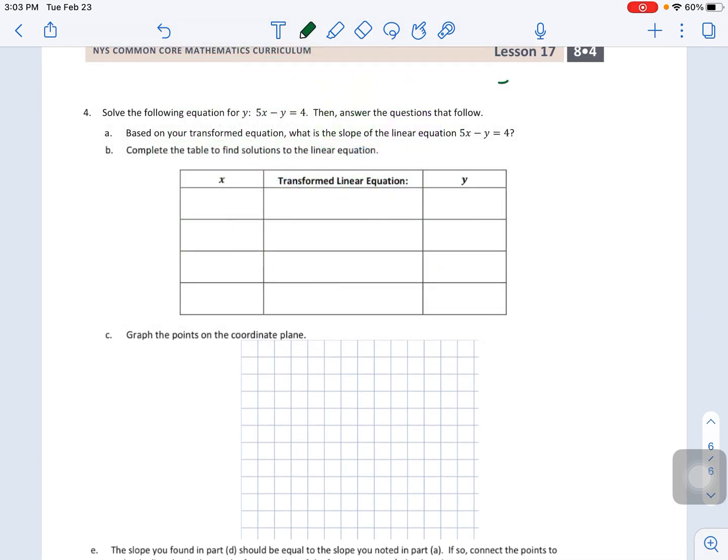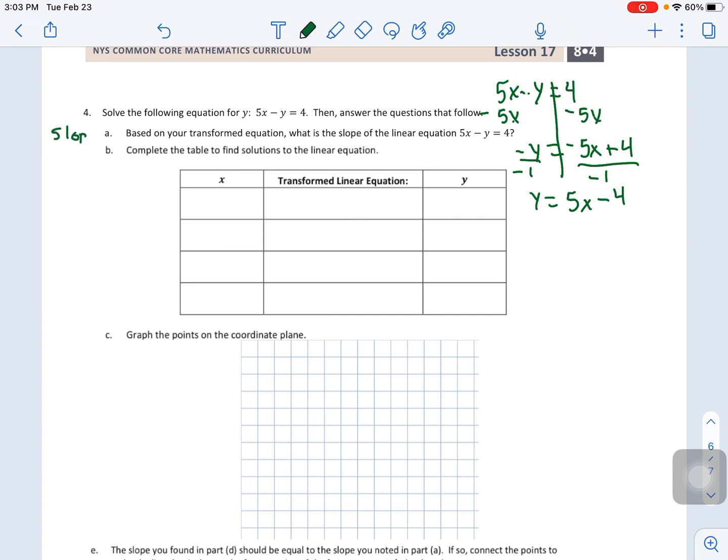So our equation 5x minus y equals 4. We need x to move. So we have a negative y equals negative 5x plus 4. I can divide this away. It'll make us a little easier. So negative divided by negative is a positive. So that's a little bit of an easier equation to look at. So based on this, what is slope? For number 5, I'm going to write it over here. Slope is 5. Then they want us to complete the table.